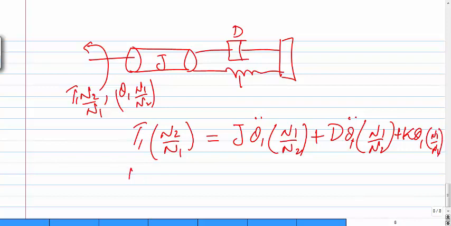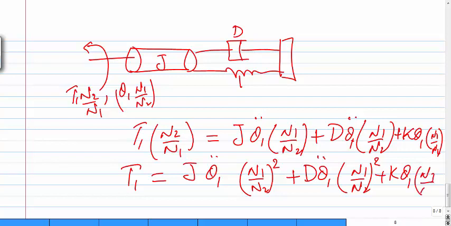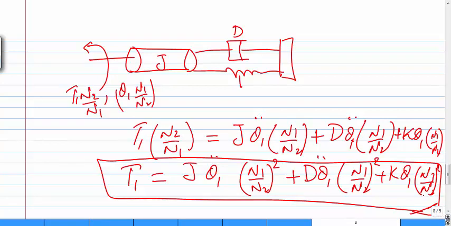Now if I calculate T1, it becomes J theta 1 double dot times N1 divided by N2 squared, plus similarly D theta 1 dot times N1 divided by N2 squared, plus K theta 1 times N1 divided by N2 squared. So this is the way you can write relations for a rotational system. This is about mechanical systems. So hopefully you understand it. I will stop here. Thank you.